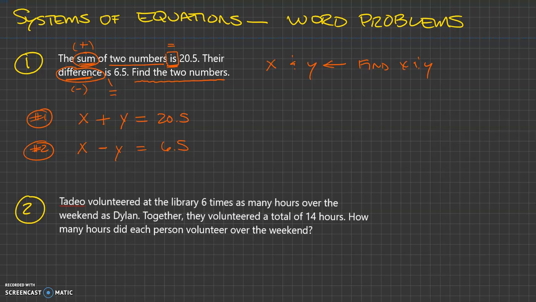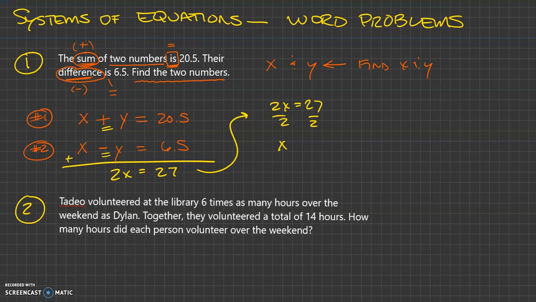Now, hopefully you recognize that this is an elimination problem, because here I have opposite coefficients for my y value. So when I add, I end up with 2x equals 27. I'm going to divide both sides by 2 to isolate my x, and I get 13.5. So my x value is 13.5.